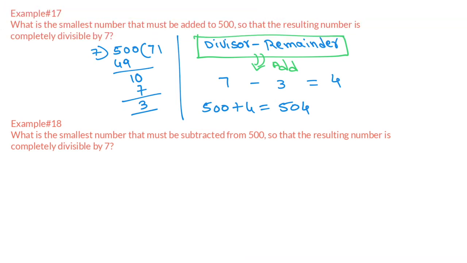The answer is direct. Whatever the remainder that we obtained, it is the value that is to be subtracted from the given number. So the answer is 3, and on subtracting your remainder value from 500, we are getting 497. This number is exactly divisible by 7.